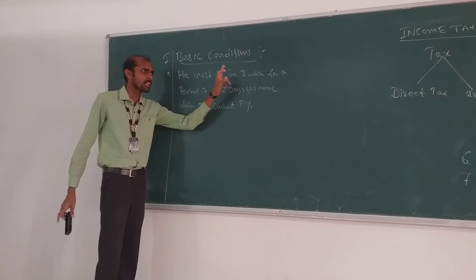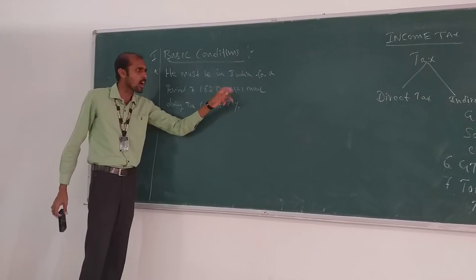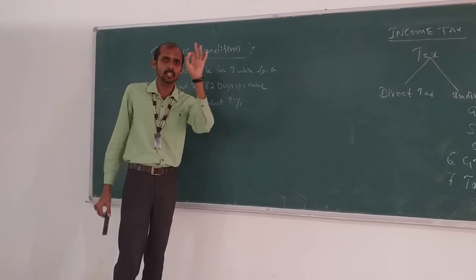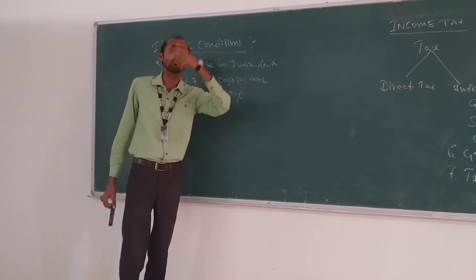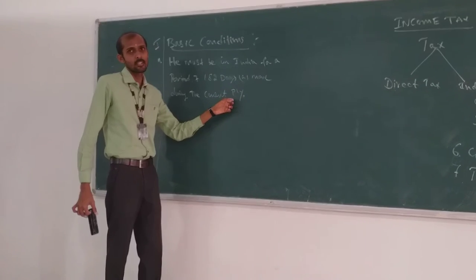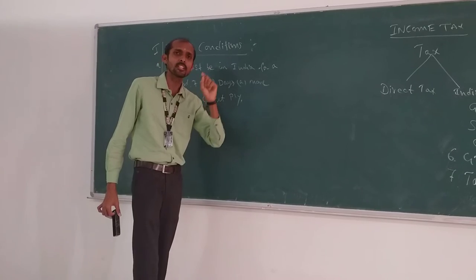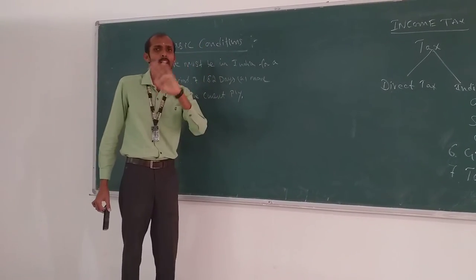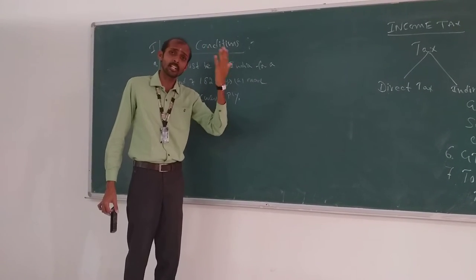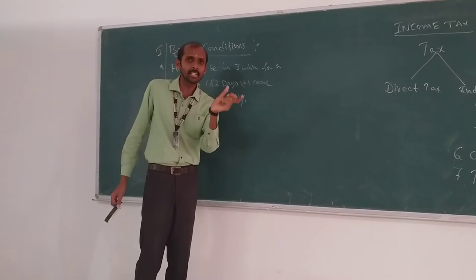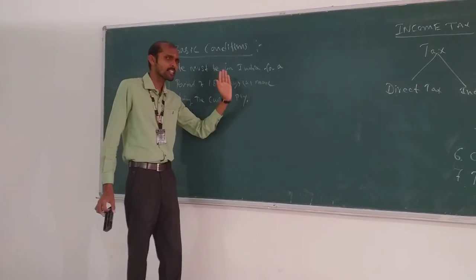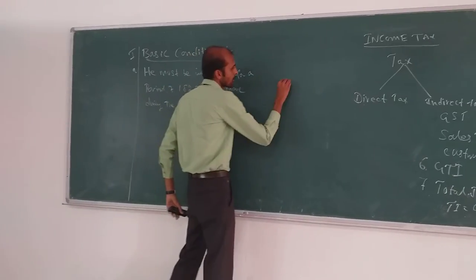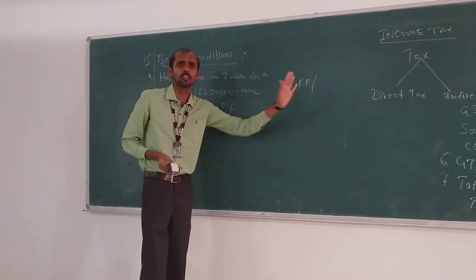What is it? He must be in India for a period of 182 days or more during the current previous year. That means a person must be in India for 182 days or more during the respective current previous year. At present, our current previous year is 2018-19. So during 2018-19, he must be in India for 182 days or more. The 182 days may be continuous or in breaks, that's not a problem. If he or she does so, the condition is fulfilled. It may be fulfilled or not fulfilled, the first condition.